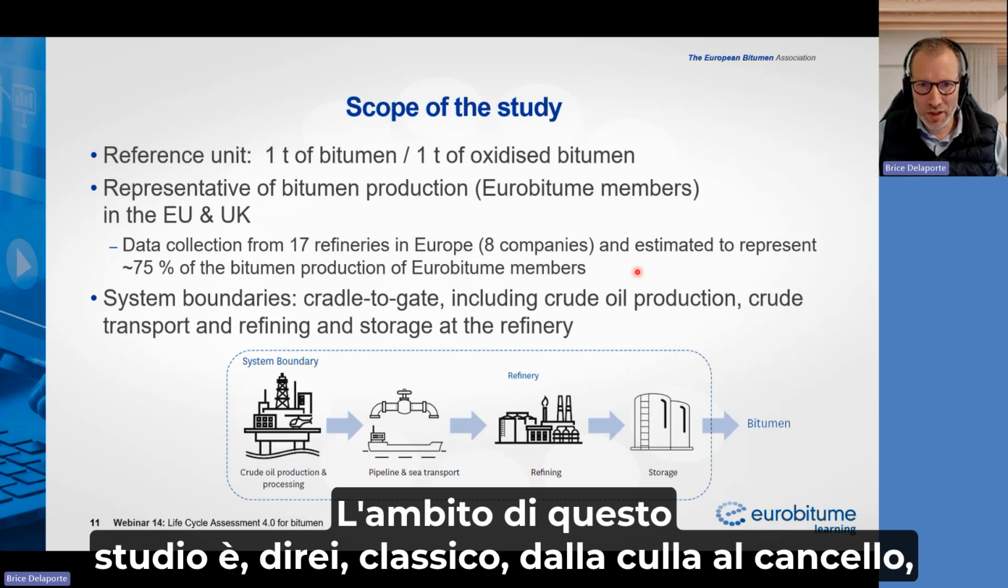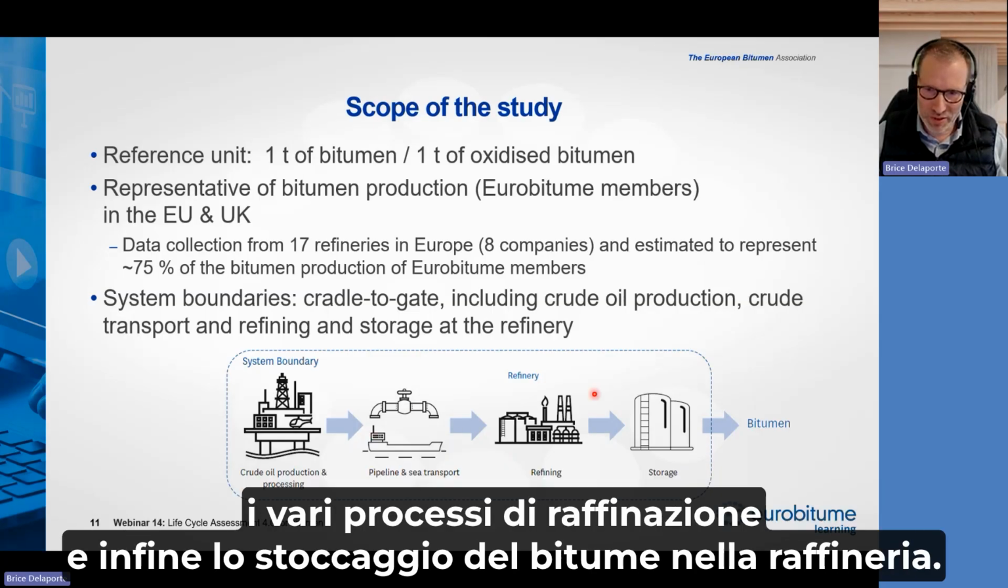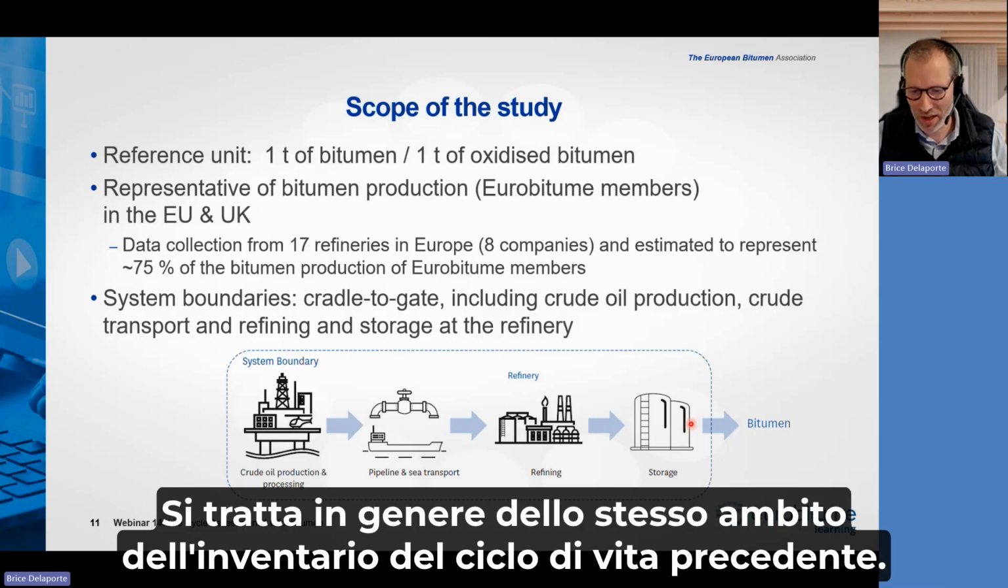The scope of this study is, I would say, classical, cradle to gate, which means that we included the crude oil production, the crude oil transport to the refinery, the various refining processes, and finally, the storage of bitumen at the refinery. So it's typically the same scope as in the previous life cycle inventory.